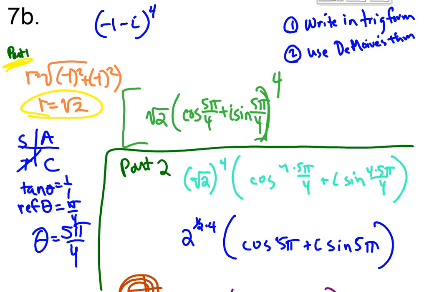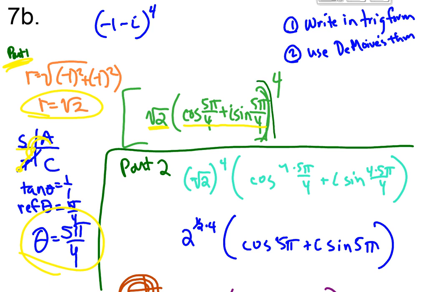r is the square root of 2. When you plot that point, it's a negative and a negative, so it's in that third quadrant. The tangent of theta is 1 over 1, so the reference angle is pi over 4. And then the actual angle, since that is pi over 4, 4 pi over 4 plus 1 is 5 pi over 4. So there's theta. So here's that trigonometric form. Square root of 2, parentheses, cosine 5 pi over 4 plus i sine 5 pi over 4. And then that's raised to the 4th power.